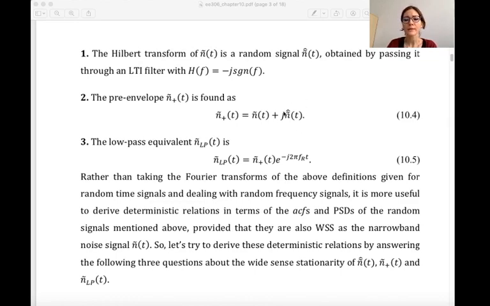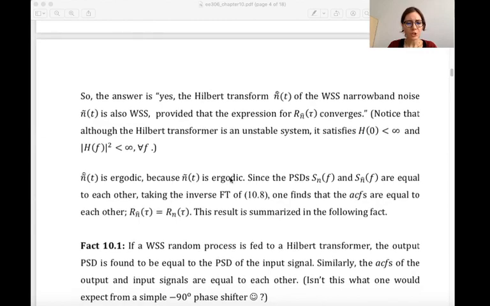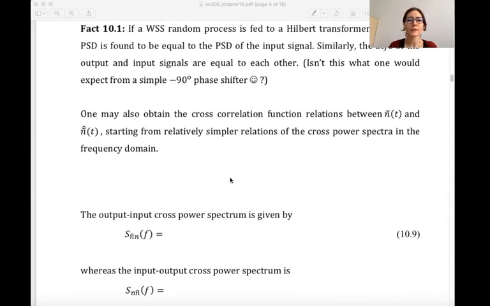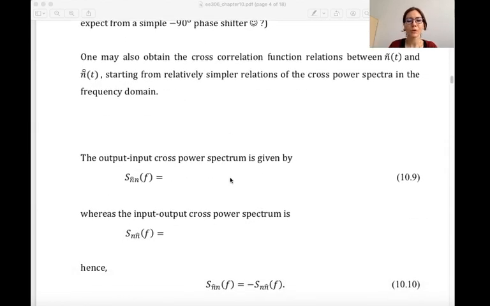So we first showed that the Hilbert transform of n was zero mean and wide sense stationary. Then we used this to show that n plus t, the pre-envelope signal, was also zero mean and wide sense stationary. Finally, we showed that the low-pass equivalent n LP of t also had these two properties. So each time the approach was, although a little bit long and mechanical, simple in principle.